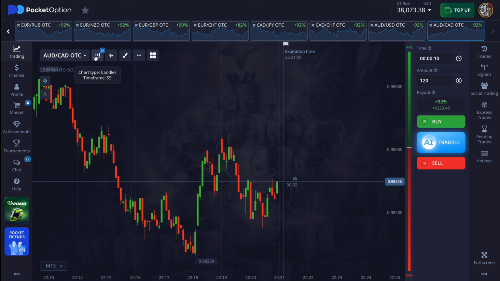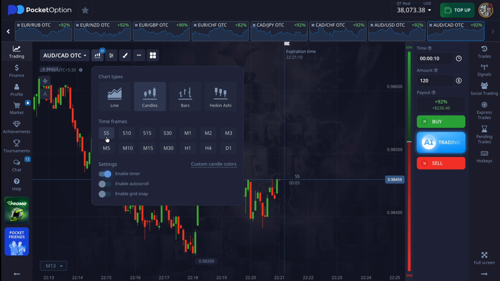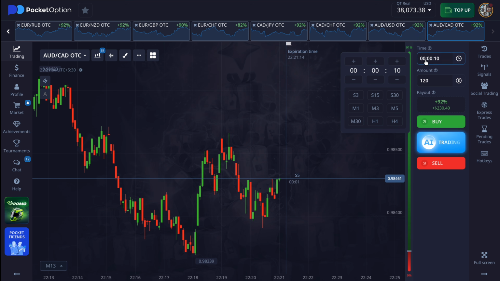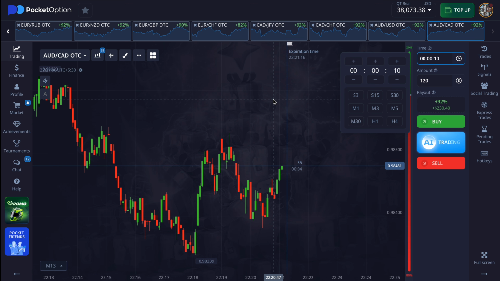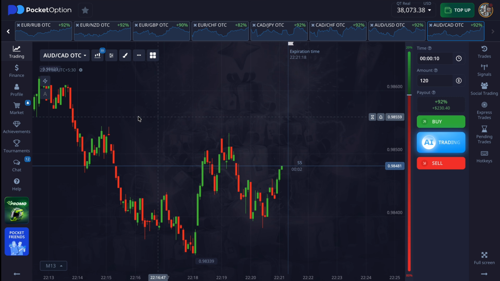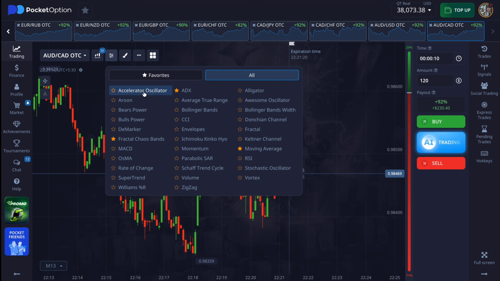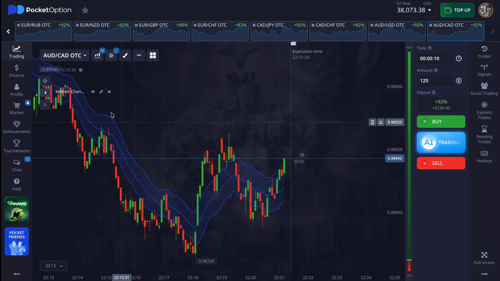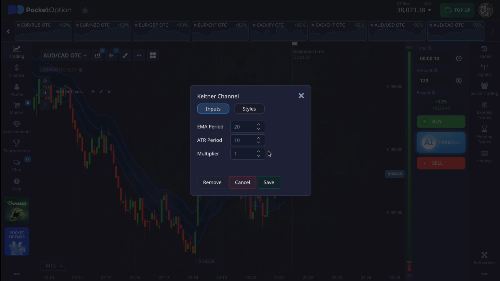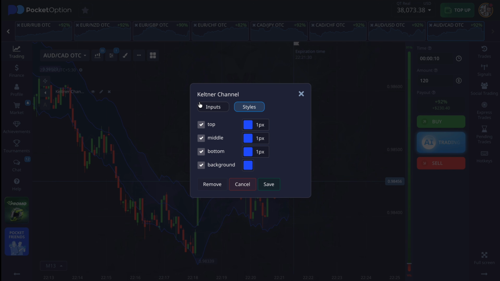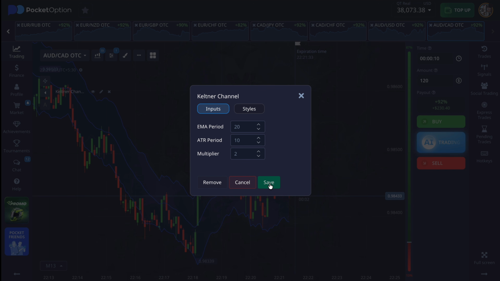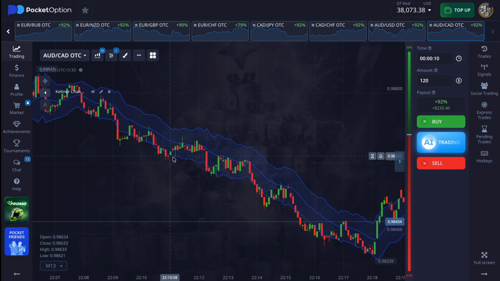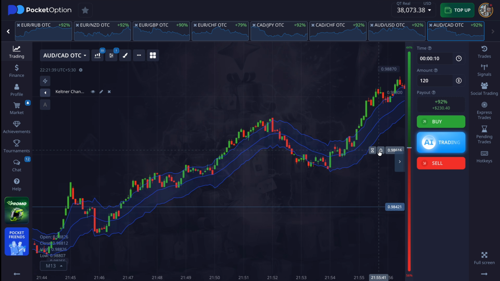For this setup, a 5-second candlestick chart works well, so I have set the chart in the same way. Since the timing is better when it is double the candle duration, I have set it to 10 seconds. After that, I will add the Keltner Channel indicator and make a few small changes in its settings. And here, my setup is complete. This is a very simple setup, and now I will explain it directly using the live chart.